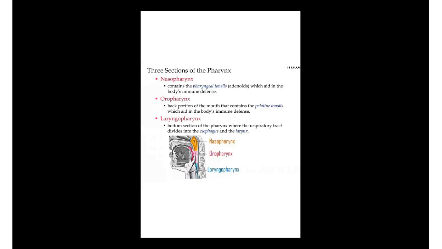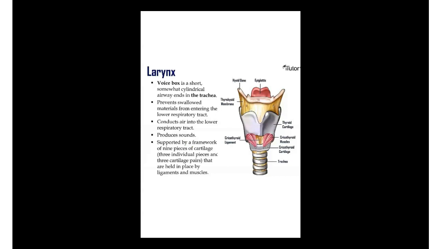Again, the palatine tonsils fight for the body's immune defense system. Next is your laryngopharynx, the bottom section. That is the section where the respiratory tract divides into the esophagus and larynx. And the part I told you that covers your windpipe is known as your epiglottis.